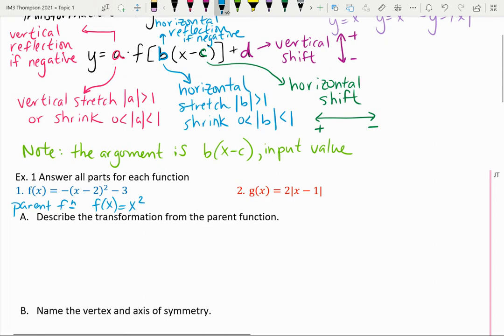I don't know if Pearson, yeah, it probably differentiates between vertical and horizontal. So vertical reflection, I'm going to take that back. I think that they call it a reflection across the x-axis. I'll make a note that they're the same thing.